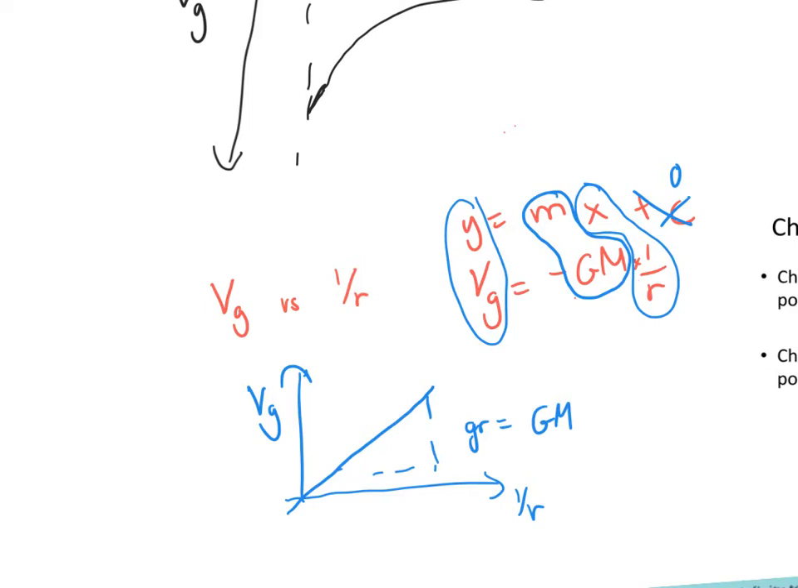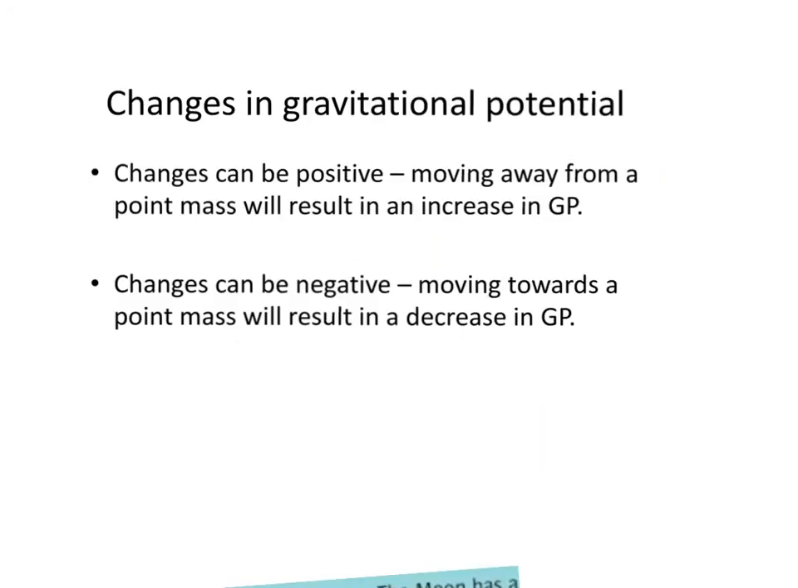So if I wanted to calculate the mass of a point mass or a planet causing a specific gravitational potential at a specific distance, I could get the gradient, and then I would divide the gradient by the gravitational constant to get the mass. Okay, so there's a few more things about gravitational potential.